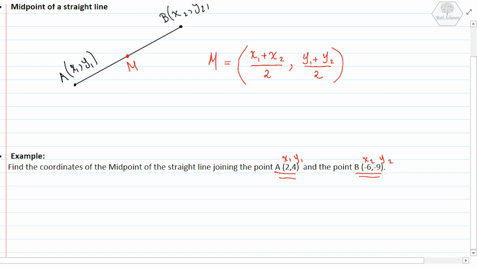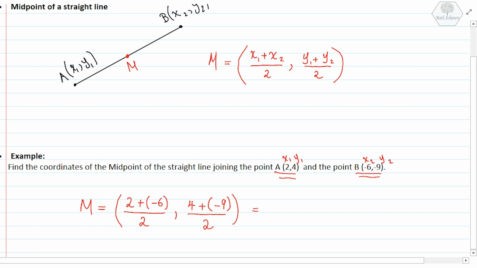To find the midpoint between A and B, simply the midpoint is equal to x1, which is 2, plus x2, which is the -6, all of it over 2, with y1, which is 4, plus y2, which is the -9, all of it over 2.